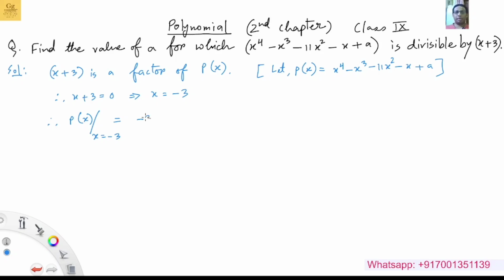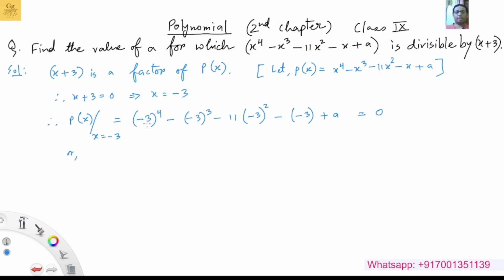Now see, minus 3 whole to the power 4, again minus 3 whole to the power 3, next minus 11, next minus 3 whole square, next minus of minus 3, and then plus a. Okay na? And this will be equal to 0. Okay, so just like that we are finding out.